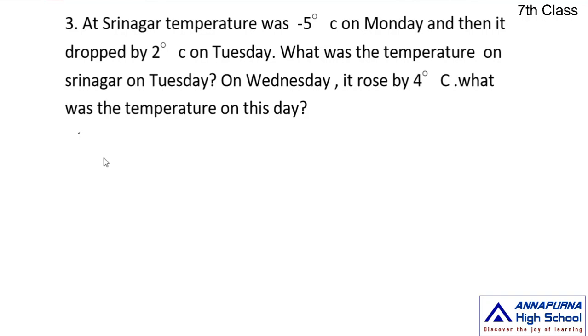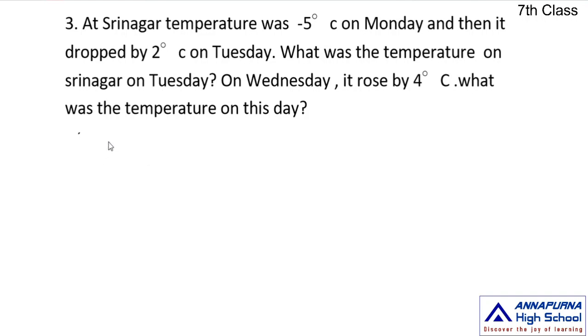At Srinagar, temperature was minus 5 degrees centigrade on Monday, and then it dropped by 2 degrees centigrade on Tuesday. Temperature dropped is 2 degrees centigrade. What was the temperature on Srinagar on Tuesday? On Wednesday, it rose by 4 degrees centigrade. What was the temperature on this day? It is a very easy problem.